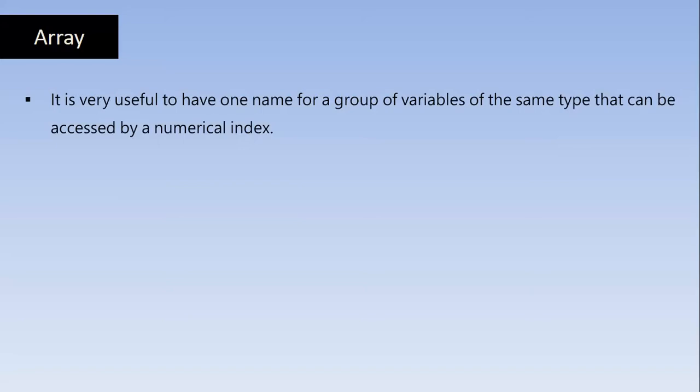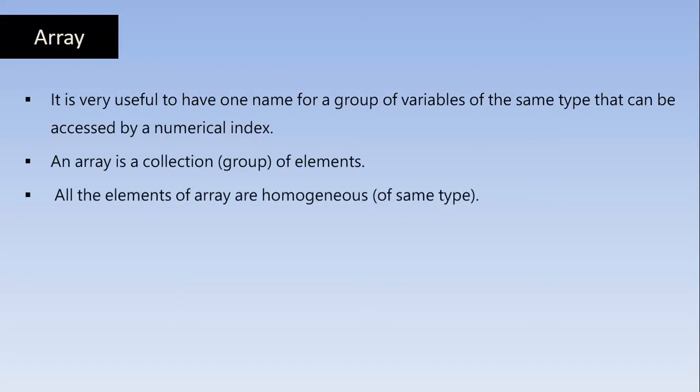So it is very useful if we can have a single name for a set of variables having the same type of data belonging to some particular item, right? So that is what an array is. An array is a collection of elements or a group of elements. All the elements of an array are homogeneous. That means we can combine a group of elements into a single variable, not exactly into a single variable, but we declare a single variable where it can span up to many memory locations.